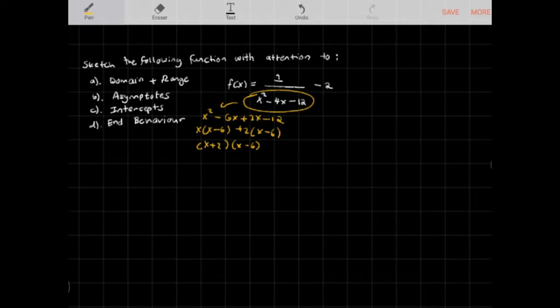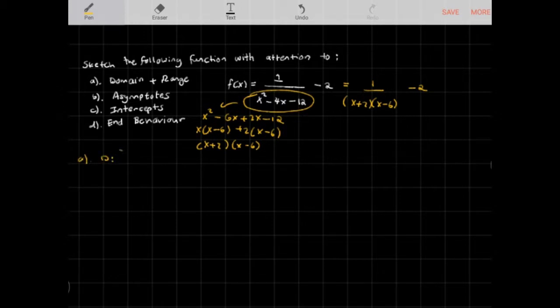And the idea here is now we can notice that we have two restriction values of x on our domain. So that's what I'm going to take a look at in a second. So I'm just going to rewrite my expression in factored form. So you have 1 over x plus 2 times x minus 6, minus 2. Okay. So let's start with the domain.